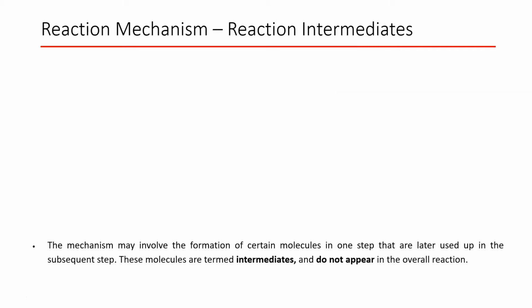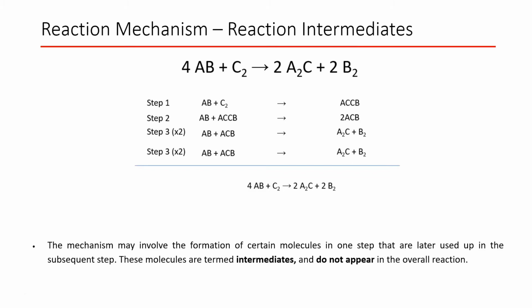Okay, a reaction may form something in one of my elementary steps that's used in a later elementary step and is not found in my overall reaction. So if we look at the reaction mechanism that we proposed, we actually have 2 reaction intermediates. Our ACCB, which is produced in my first reaction, is consumed in my second, and my ACB, which is produced in my second step, is consumed in the third reaction. This is not found in my overall reaction, but it is produced in the reaction. So we call this a reaction intermediate.